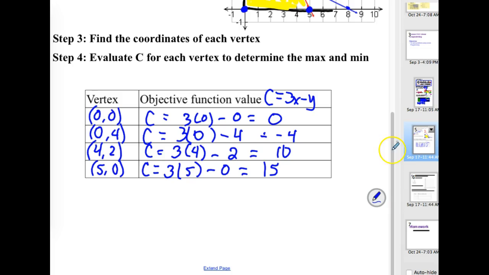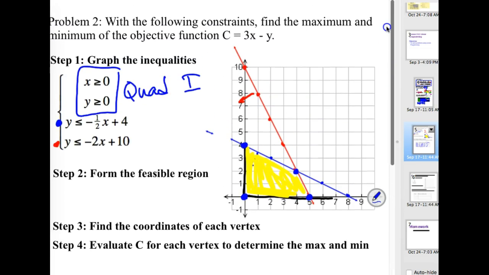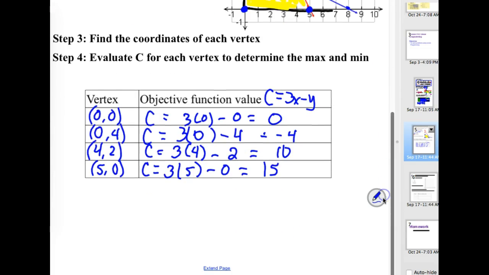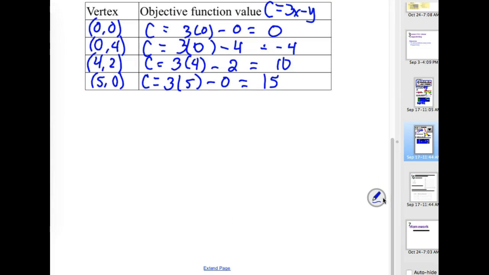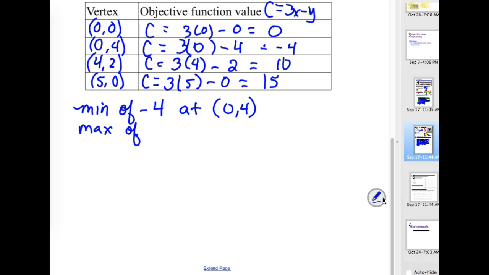Okay. And did it ask for both a minimum and a maximum? Yes. So I would say I have a minimum of what? -4 is my lowest one here, at the point 0, 4. Okay. I have a maximum of 15 at the point 5, 0. Okay. Questions on that?